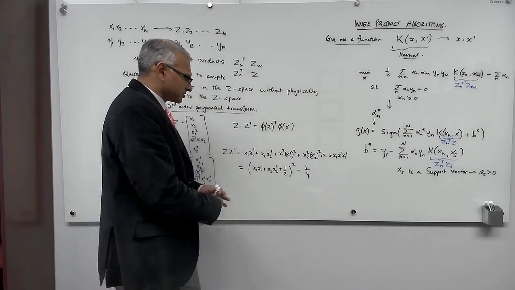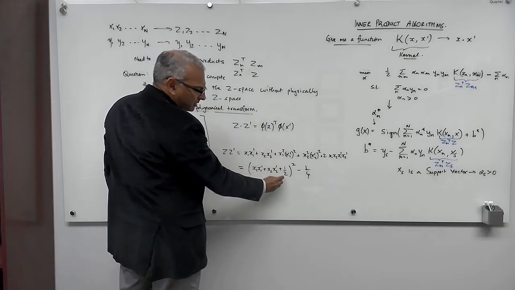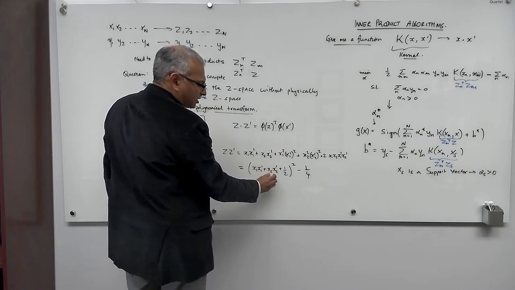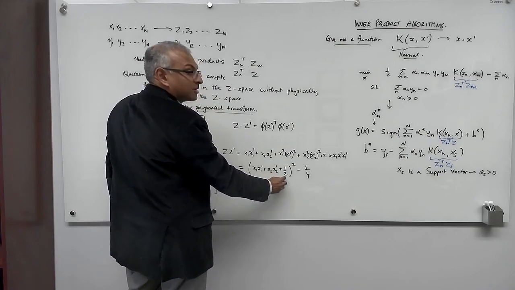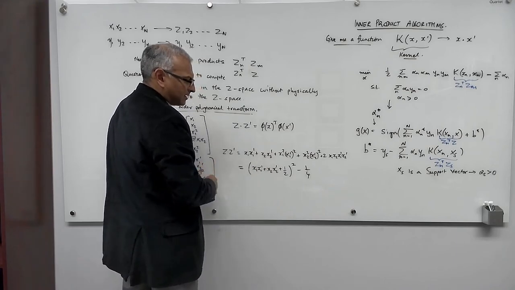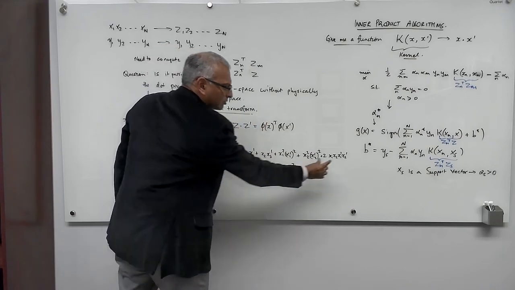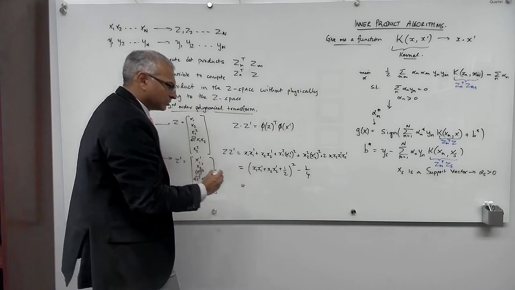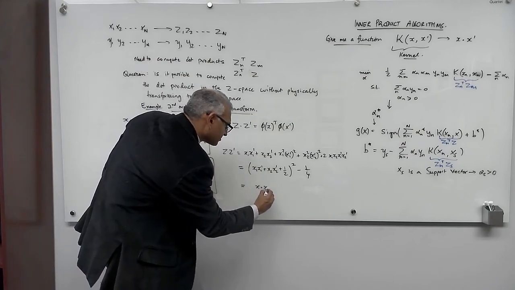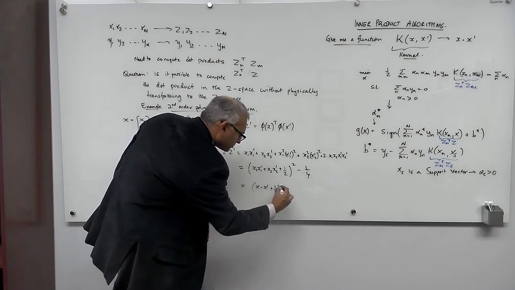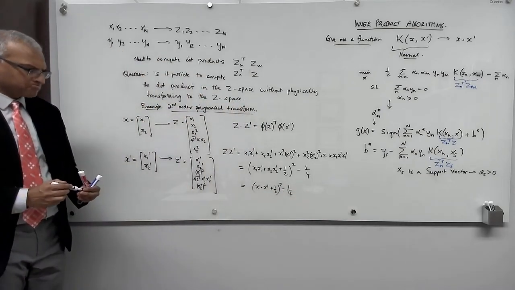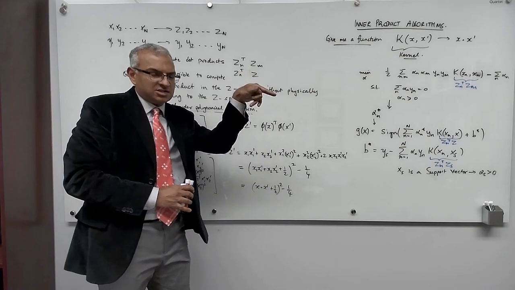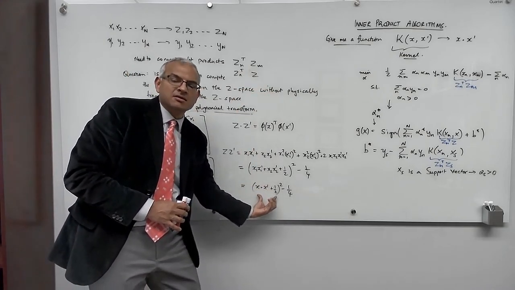Now let's look at the cross terms. There's the cross term that involves x1 x1 prime times a half times 2, so that's just x1 x1 prime. There's a cross term that involves x2 x2 prime times a half times 2, so that's just x2 x2 prime. And there's one more cross term, this guy times 2, which is exactly that guy. And so this is equal to x dotted into x prime, plus 1 half squared minus 1 fourth. Wow. So this dot product in the z space is equal to this function in my x space.